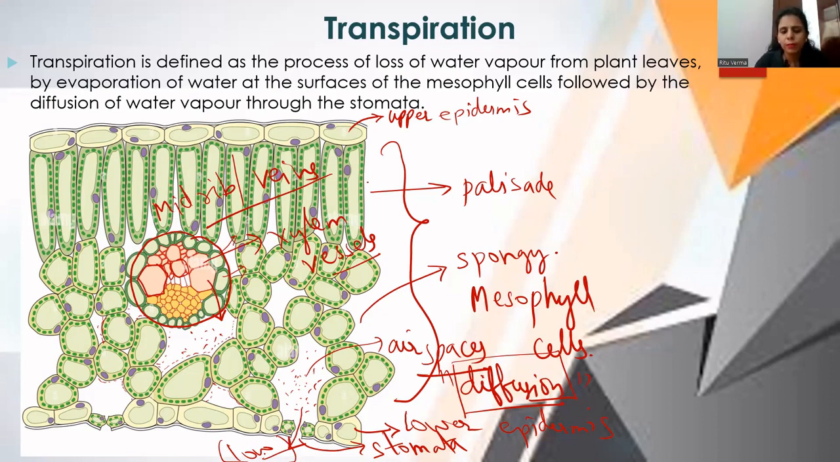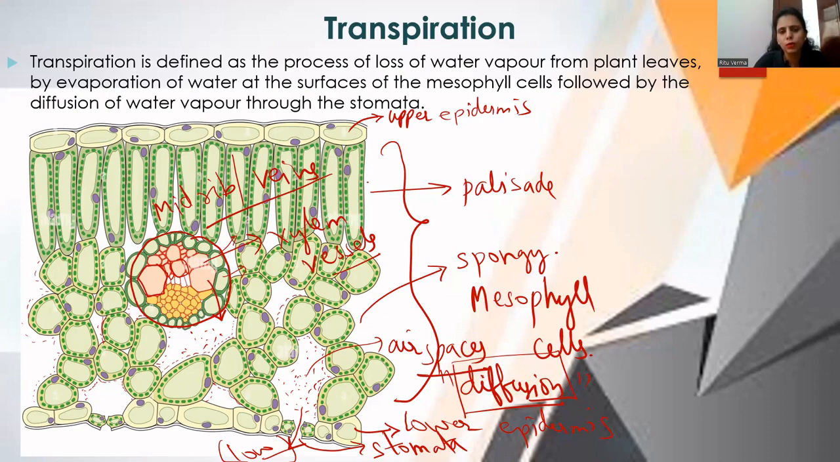And in diffusion, any molecule moves from higher concentration to lower concentration. Another very important point you should understand is that the spongy mesophyll cells provide a large surface area for the process of transpiration. This is because as they provide a large surface area, a large amount of water can form a thin film around these spongy mesophyll cells, and this thin film can easily change into water vapor.